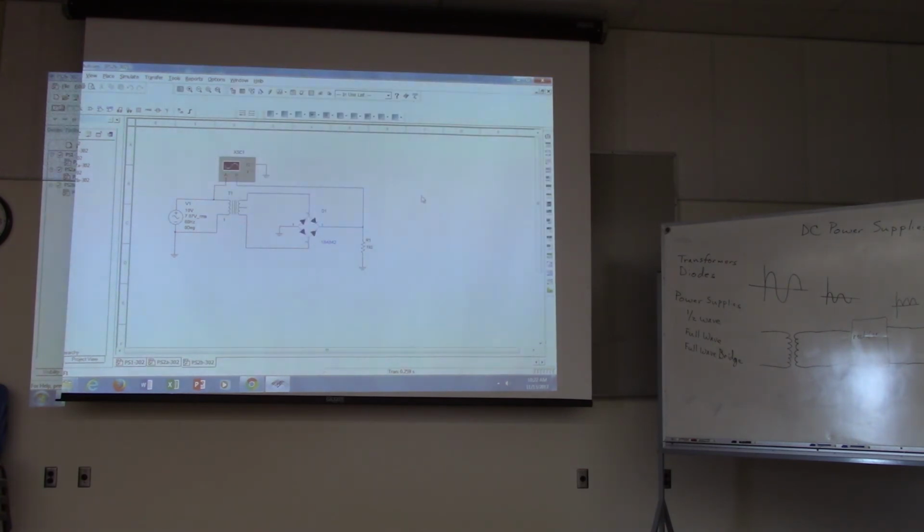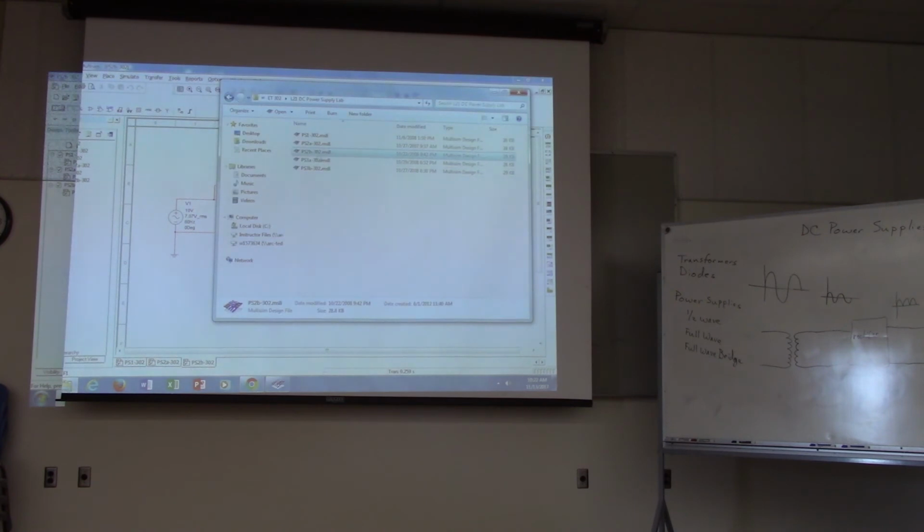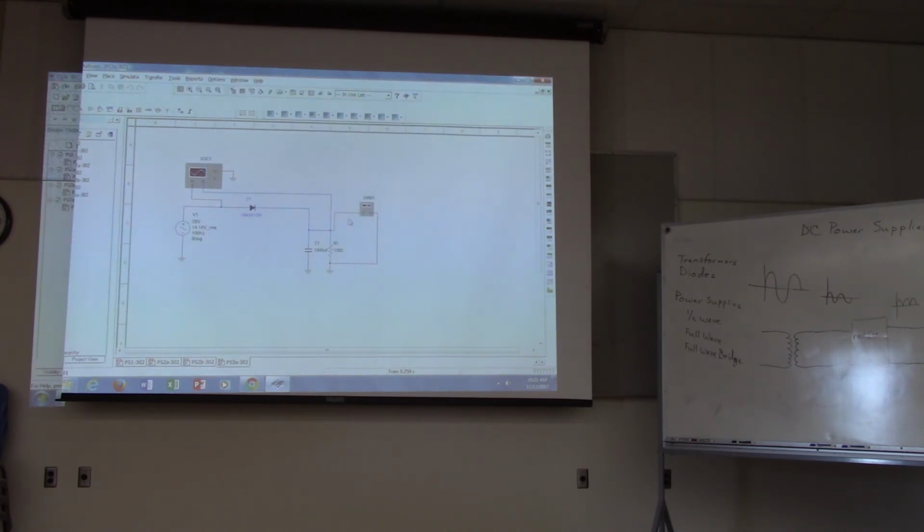So what type of power supply is this? Full-wave. Exactly. So you're going to run this power supply as well. Actually, the next one says PS3A. So the next one is going to be this one. So this is the half-wave supply with a filtering capacitor in it, right?